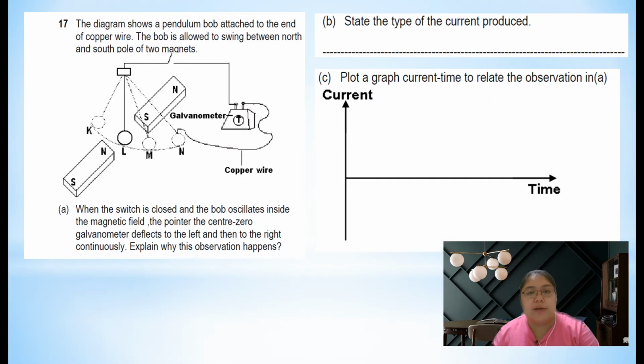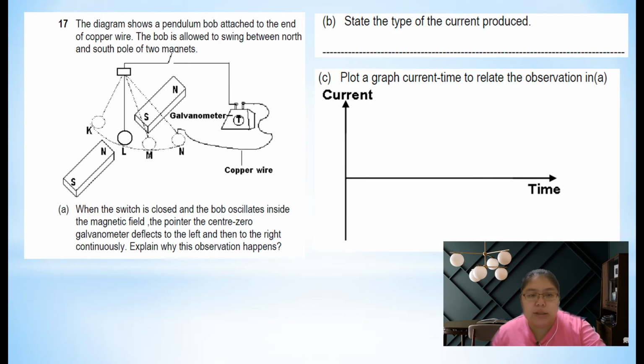Question 17 shows a pendulum bob. The bob is attached to the end of a copper wire. After that the bob is allowed to swing between the north and south poles of the two magnets. Now you see the whole situation. The switch just allows the bob to swing. They never provide current to the galvanometer. Okay, now we are going to see this part.